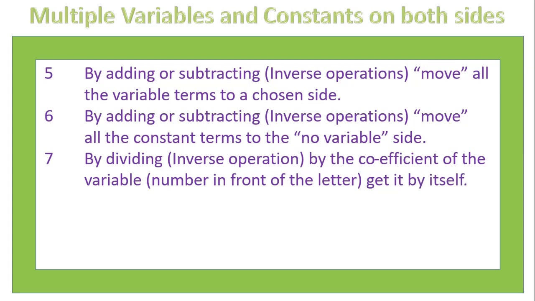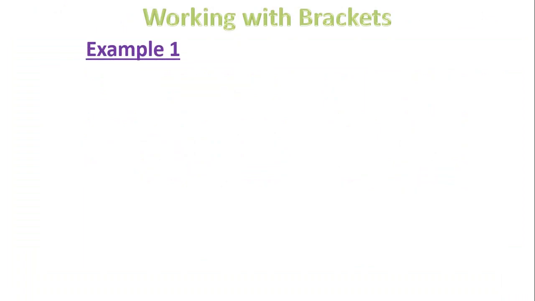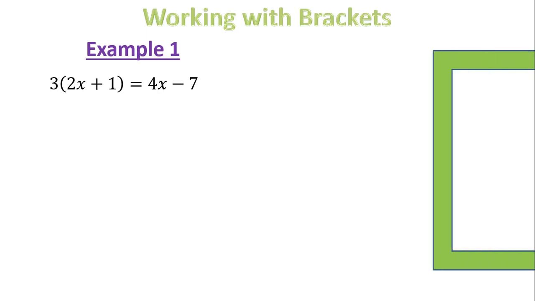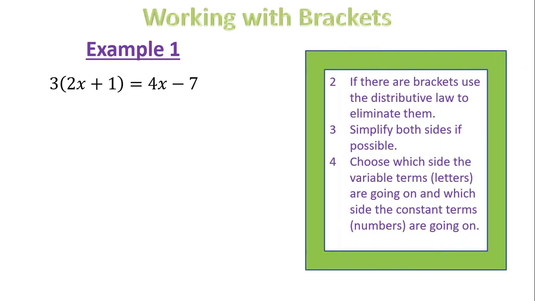Let's look at some examples using our rules. Example 1. 3 into the bracket 2x plus 1 equals 4x minus 7. Let's look at our steps. Step 2, if there are brackets, use the distributive law to eliminate them. So there are brackets on our left hand side, and what we need to do is use the distributive law to get rid of them or eliminate them.